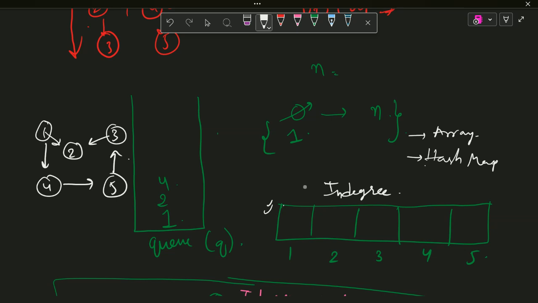We calculate the in-degree of each element. For 1, the in-degree is 0. For 2, the in-degree is 2. For 3, the in-degree is 1. For 4, the in-degree is 1. For 5, the in-degree is 1. Calculate the total of the in-degrees, and this will be equal to the number of edges of this graph.